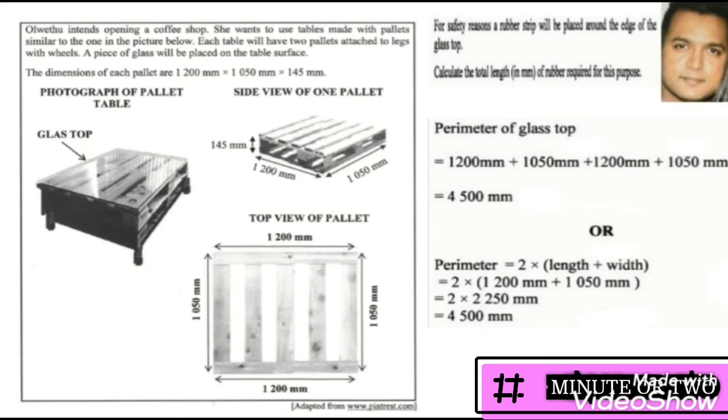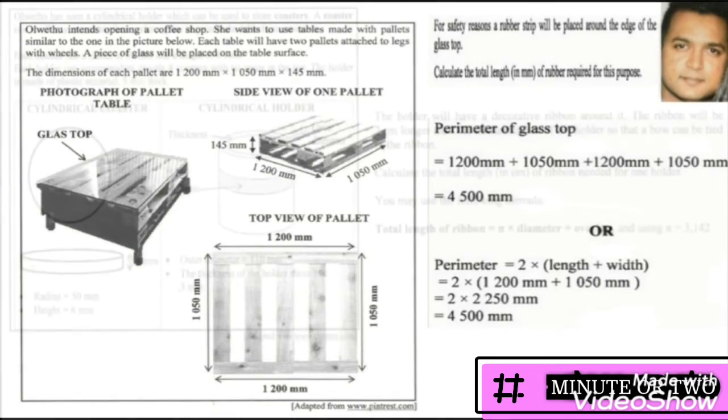Now I've presented to you 2 options in which you can answer this using the formula which was presented at the bottom: 2 times length plus breadth, and you substitute it in there. Or if you are unsure, you can just add up all the sides. Remember, it must be 4 sides in total. So we substitute our 1200 for our length and our 1050 for our breadth. Adding this all up in millimeter, our answer will end up with 4500 millimeter.